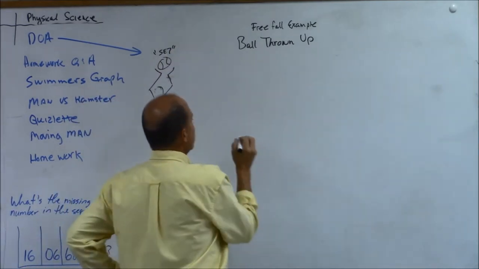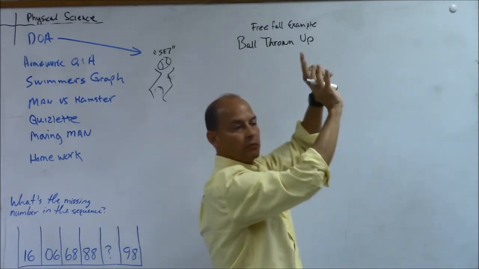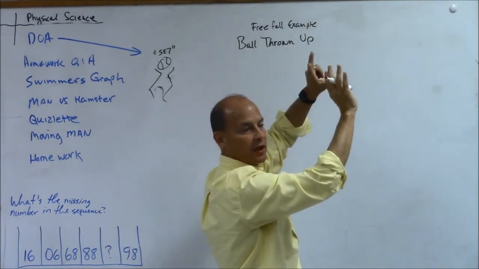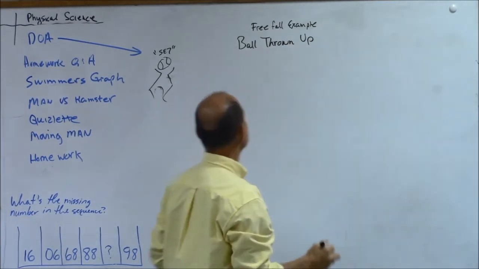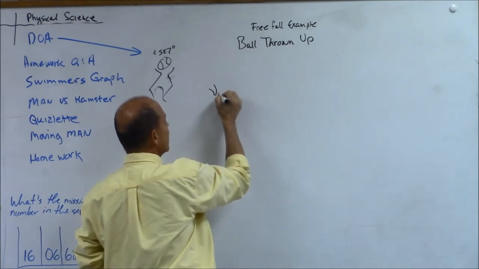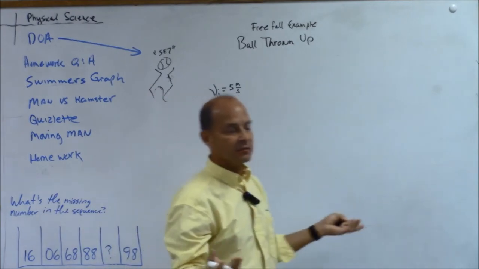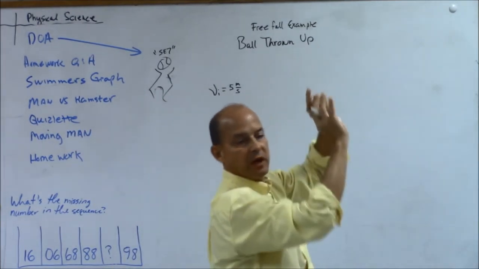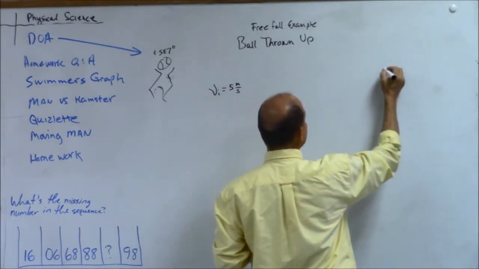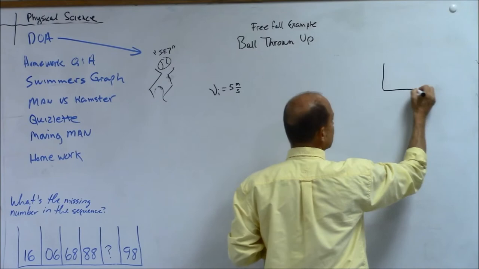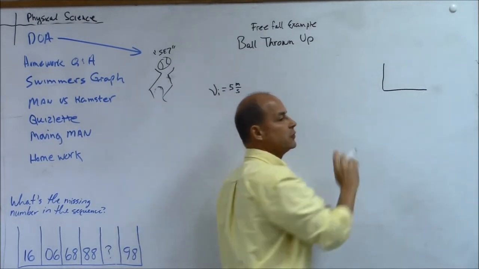So when the ball leaves her hands, it's no longer accelerating up, but it's leaving her hands with some velocity, which I'm going to call VI. And I'm just going to pick 5 meters per second because I think that's a reasonable speed for a ball being thrown up. I'm going to make a little graph over here to try to define some terms.